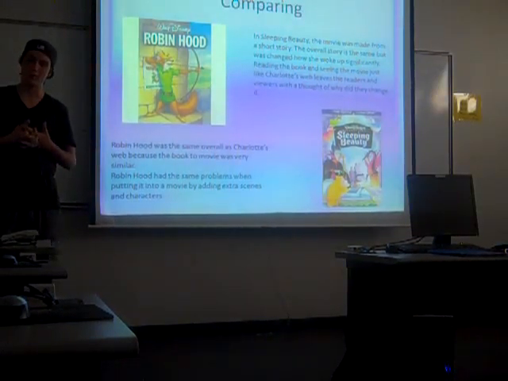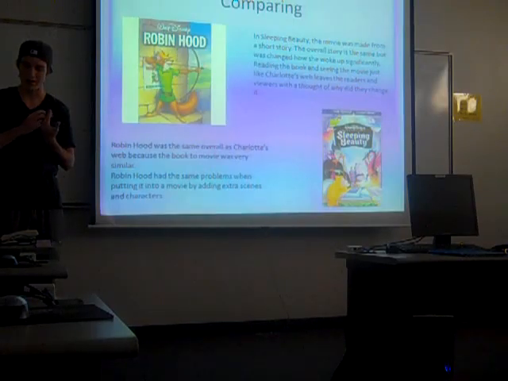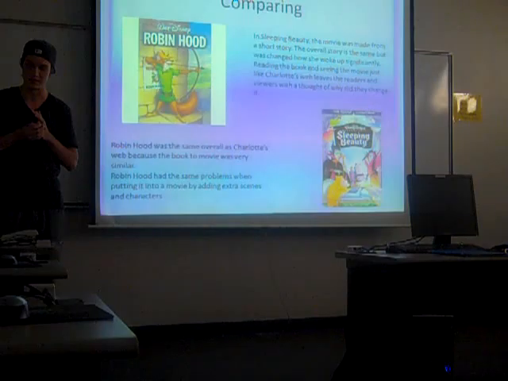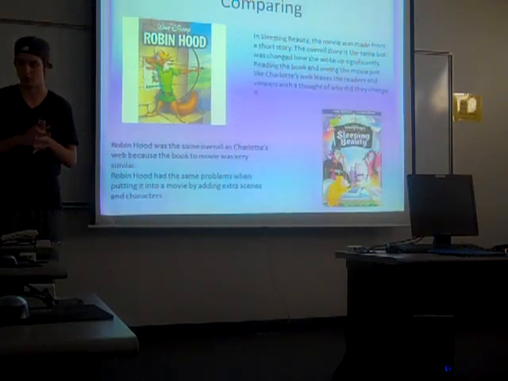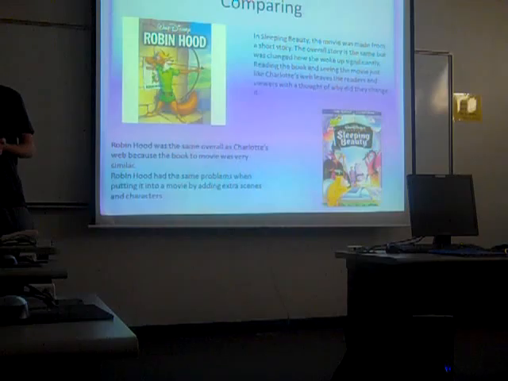Comparing, the two movies I compared were Robin Hood and Sleeping Beauty. Robin Hood was the same overall as Charlotte's Web, because the book to movie was very similar. The only difference with Robin Hood was that the movie added more characters and more scenes than what was in the book. That was basically the exact same as Charlotte's Web. But overall, the two plots were almost identical, very similar.